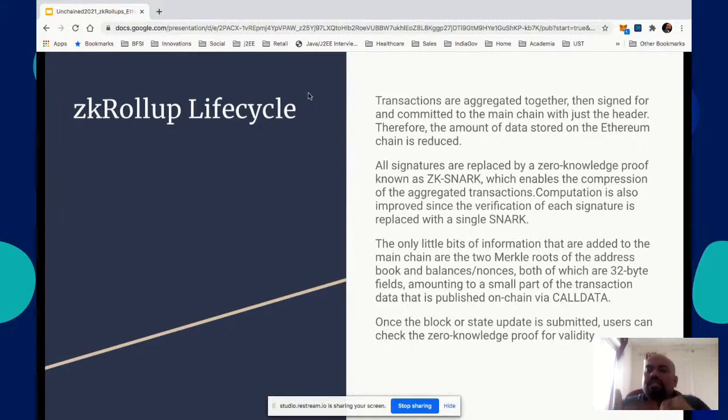The only little bit of information that is sent to the main chain is the two Merkle roots, of the address book and the balance or the nonce, both of which are 32-byte fields, amounting to a small part of the transaction data, which is published through call data in the smart contract.